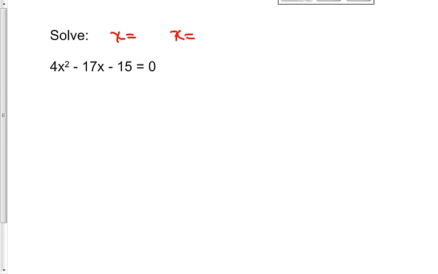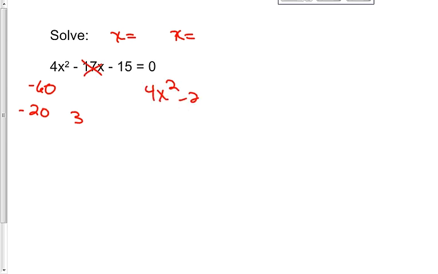Okay, so 4x squared minus 17x minus 15. This again is another AC method question. 4 times negative 15, negative 60. Two numbers that could multiply to give us negative 60 to give us negative 17. 20 and 3, and I'll need the 20 to be the negative sign. Cut and paste.